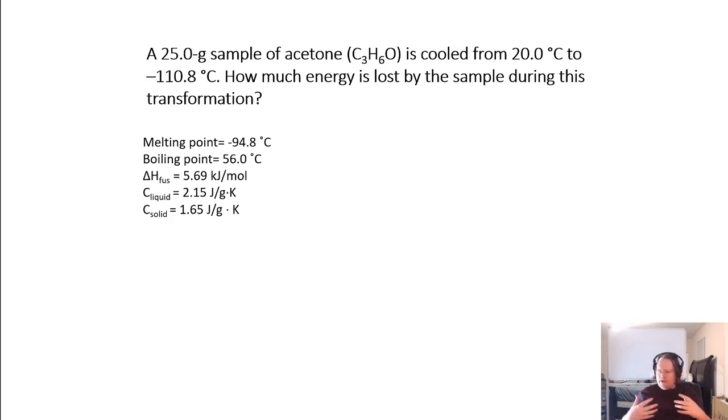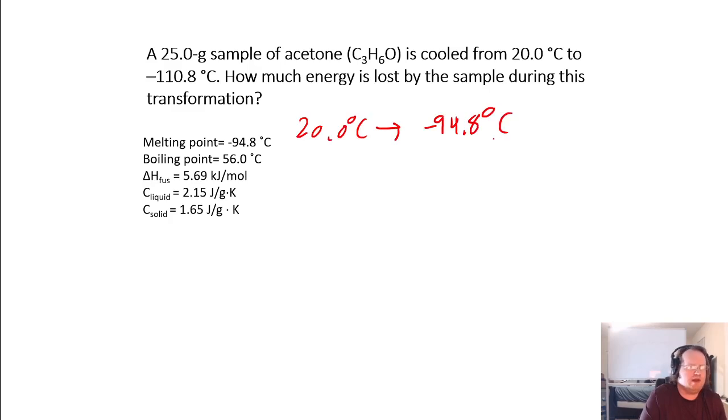It can just be one if there's only a phase transition, or only a temperature change. But in this example, starting at 20 degrees, that occurs between the melting and boiling point. That means that this substance starts as a liquid because it's in between those two. And negative 110.8 is below the melting point. So that means it's going to go from liquid to solid. So we break the problem into 3 parts then. So from 20 degrees to negative 94.8, that's step 1. That's going to be liquid cooling.